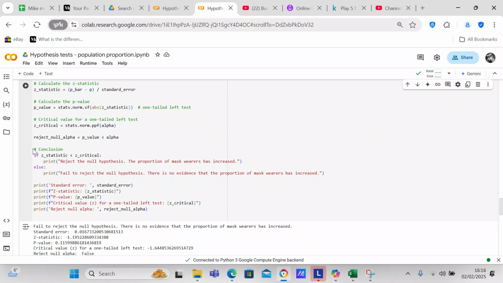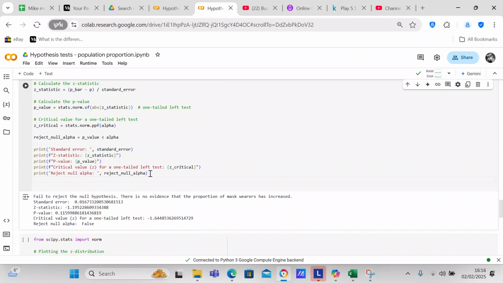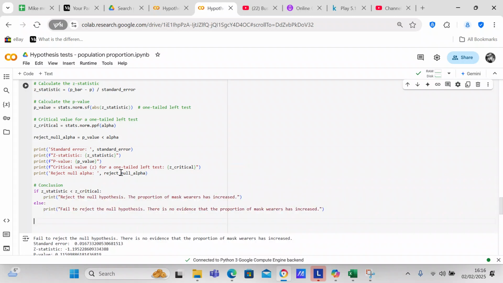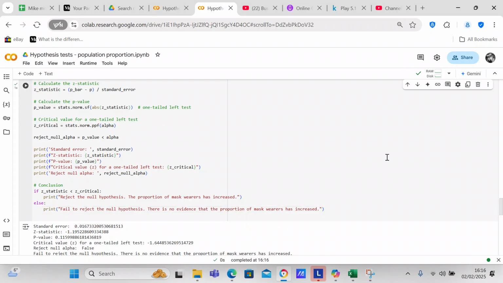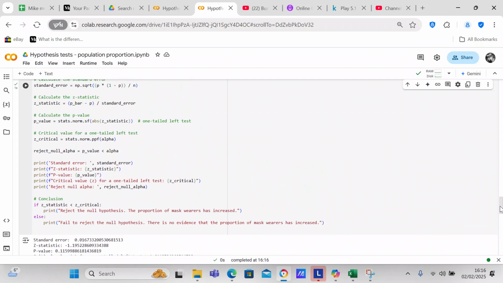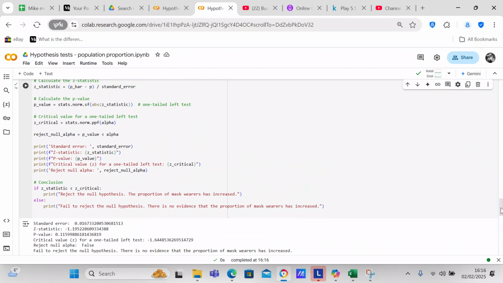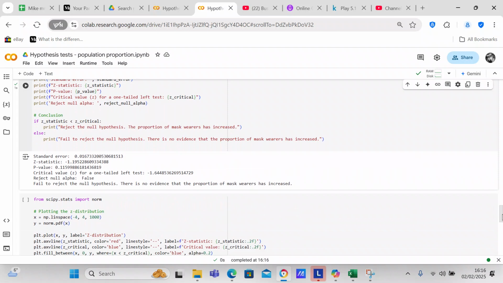And now we're going to take the conclusion, but what I'm going to do is move the conclusion down to the bottom of the printing. So the reject null alpha is false, so that means you cannot reject the null hypothesis, because the p-value is greater than 0.05.